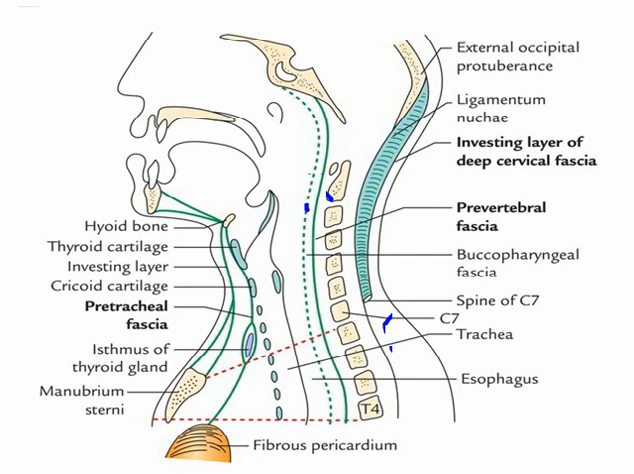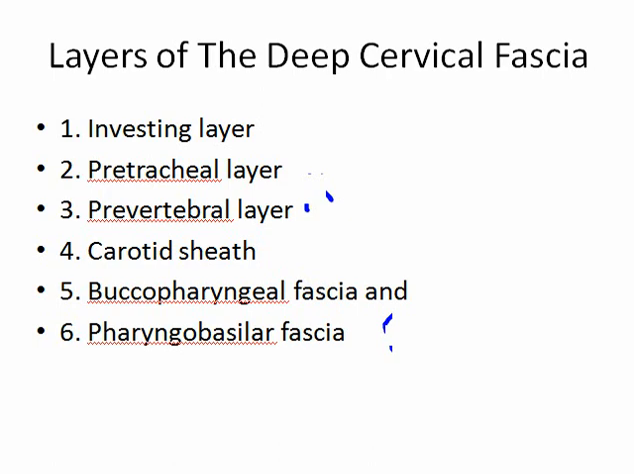Then comes the prevertebral fascia. From the base of the skull, it runs up to the 4th thoracic vertebra. This is the prevertebral fascia. It is present just in front of the vertebral column, so these 1, 2 and 3 layers are seen in this figure. Again, these 6 layers of the deep cervical fascia we will see one by one.